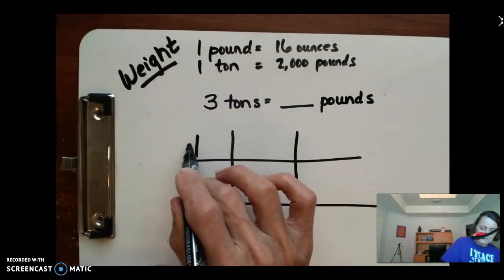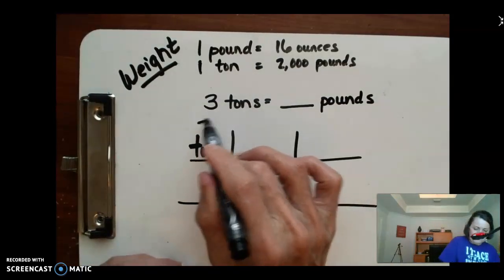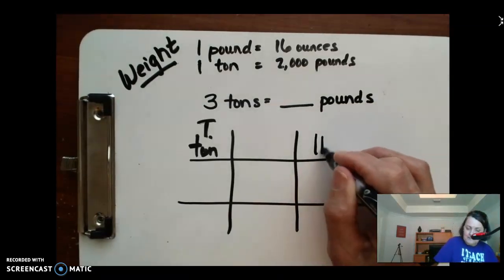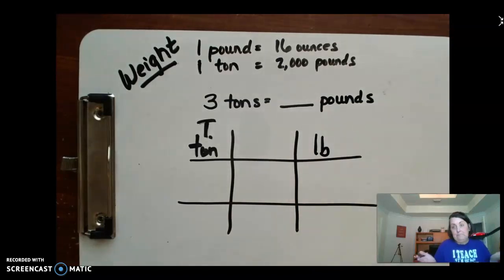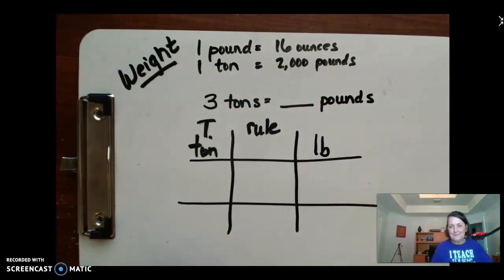So we're going to write tons. Or you can put a capital T. That's the abbreviation for tons. And pounds is kind of a weird abbreviation, but this is what it is. It's an L and a B for pounds. Okay, now that we have our labels, do you remember what goes in the middle column from yesterday? It's our rule. It's going to be the rule, whether we're dividing or multiplying.